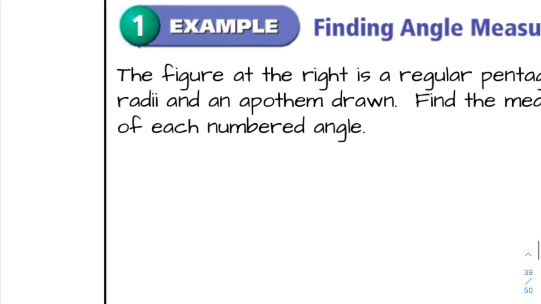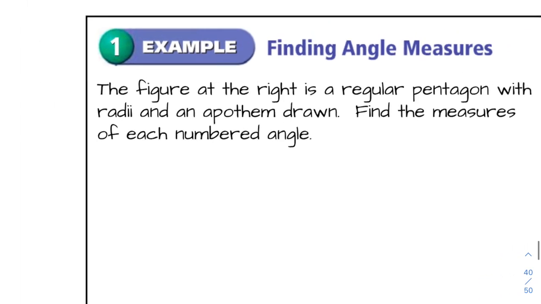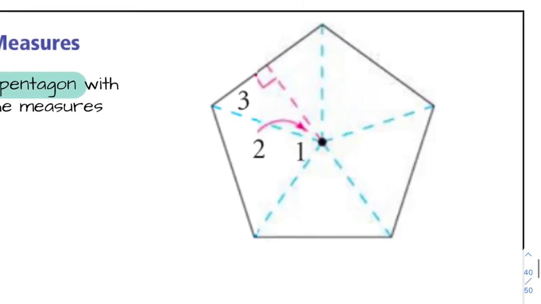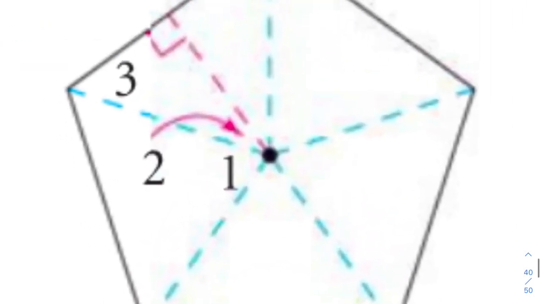So this first question, the figure at the right is a regular pentagon with radii and an apothem drawn. So it's a regular pentagon. Find the measures of each numbered angle. So how do I find the measure of any of these angles? How do I find this angle? How do I find this one? And how do I split it in two, right? Because there's 2 of them.